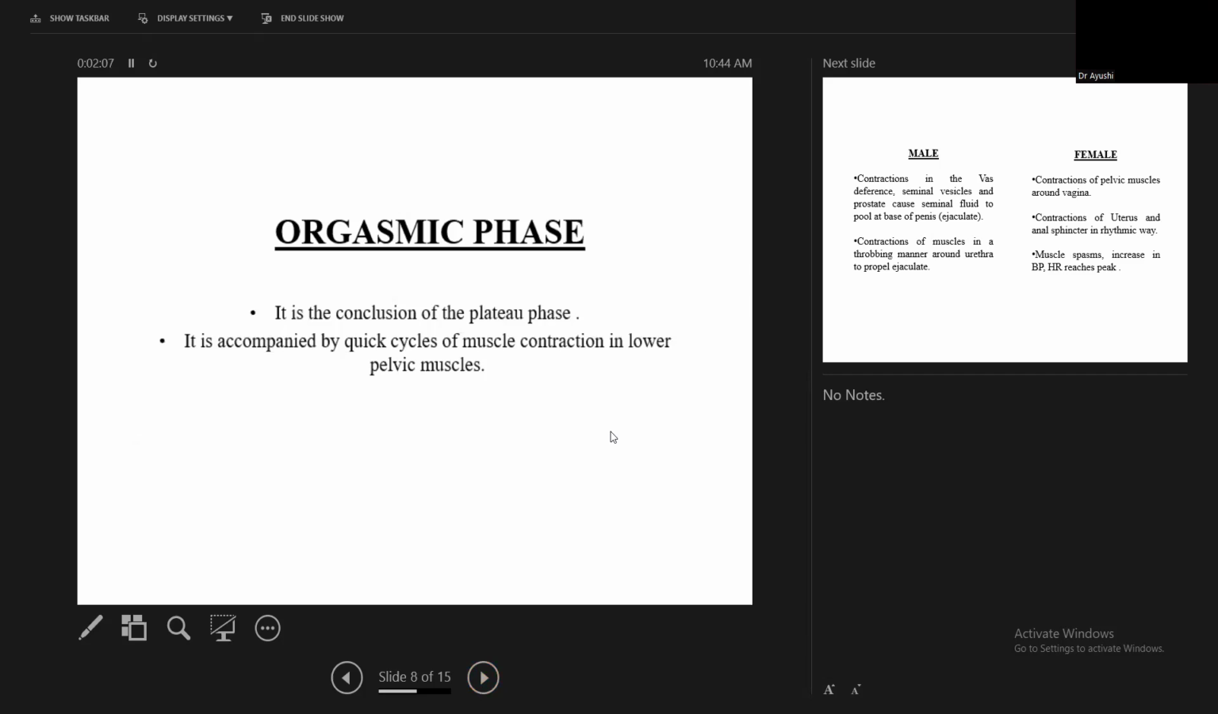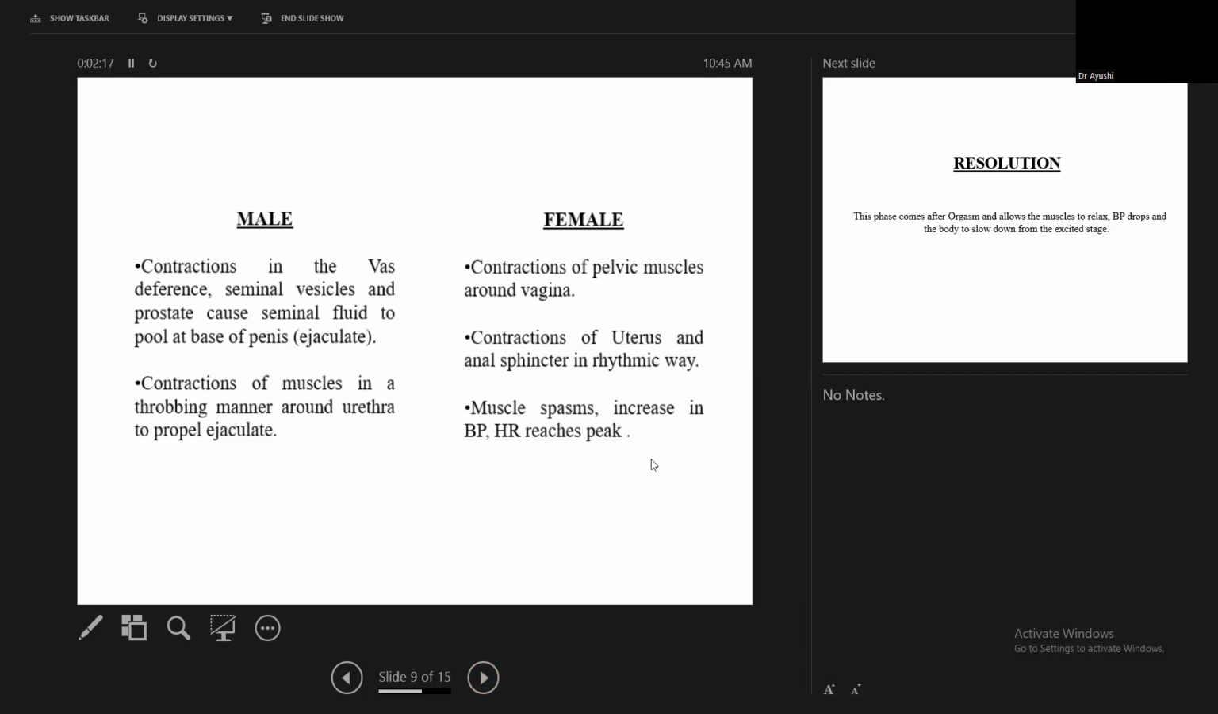The third is the orgasmic phase, which is the conclusion of the plateau phase. It is accompanied by quick cycles of muscle contractions occurring in the lower pelvic muscles. In males, it is in two steps. In the first step, the contractions are in the glands, that are vas deferens, seminal vesicle, and prostate, which causes seminal fluid to pool at the base of the penis, called the ejaculate. In the second step, the contractions are in the muscles, in a throbbing manner around urethra to propel out the ejaculate. In females, contractions of pelvic muscles occur around vagina, contractions of uterus and anal sphincter in a rhythmic way. There are muscle spasms, increase in heart rate, and blood pressure.